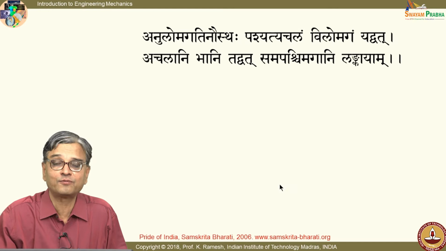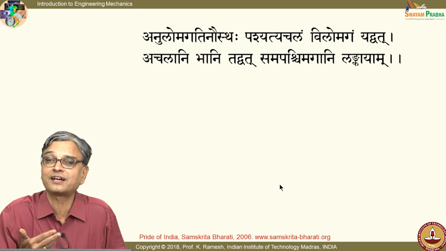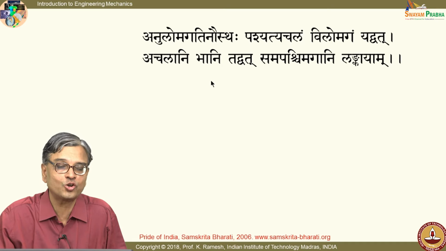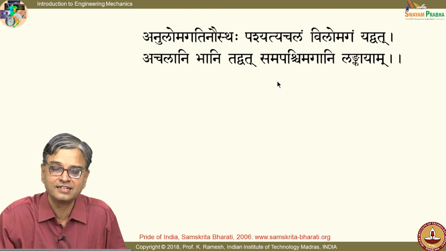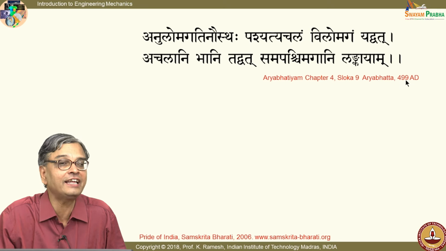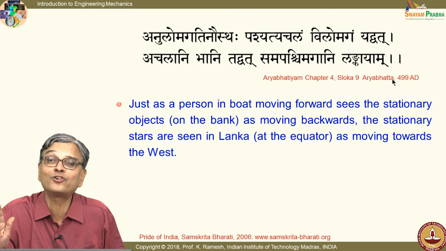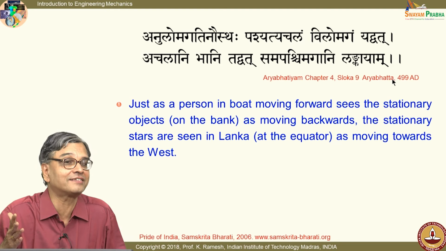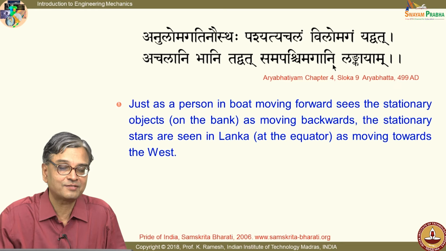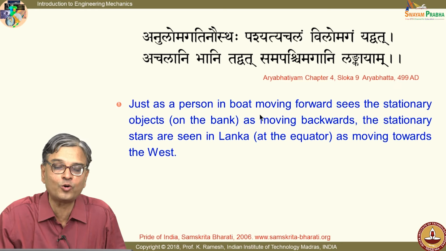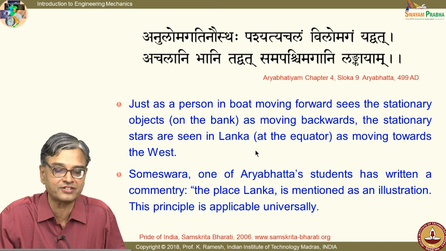If you go back to our literature, you have a shloka which says Anuloma Gati Nausthaha. The shloka reads like this. This is from Aryabhatiyam, in 499 AD, at least 1000 years before Galileo was thinking about relativity. The meaning of this is, just as a person in a boat moving forward sees the stationary objects on the bank as moving backwards, the stationary stars are seen in Lanka as moving towards the west.